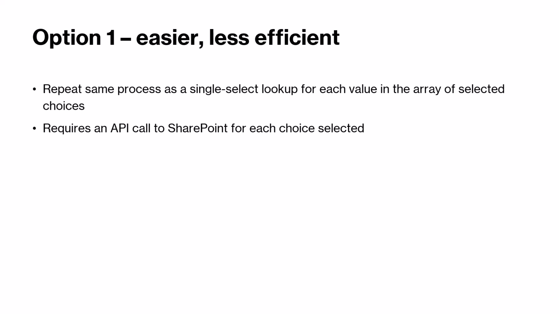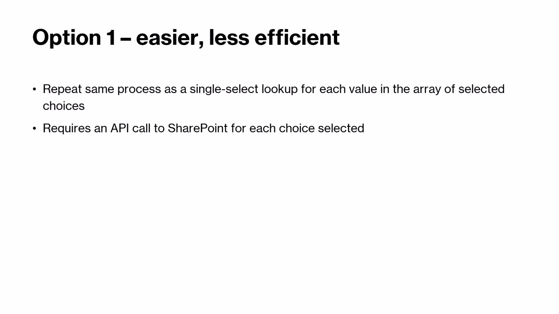Now, in the grand scheme of things, let's say you only have 2 of these multi-select lookup columns in your list that you're populating, and let's say people are going to select at most 2 or 3 choices from the list. That means anywhere from 4 to 6 API calls, which is not a big number. The API call limit to SharePoint is something like 300 calls per minute, I believe. So it's not as if you're going to overload it with API calls. It's not really going to be a problem.